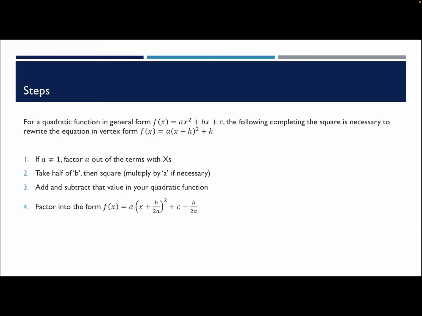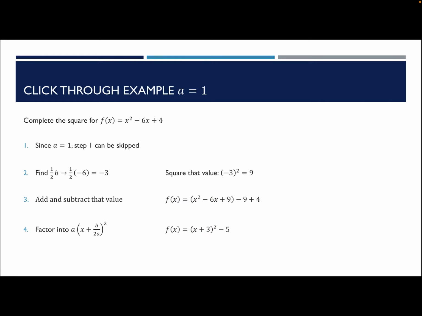And four, we're going to factor that into the form of a times x plus b over 2a squared plus c minus b squared over, that should be 4a. And that's really just adding and subtracting some value that we'll see. It'll make more sense when we see an example.